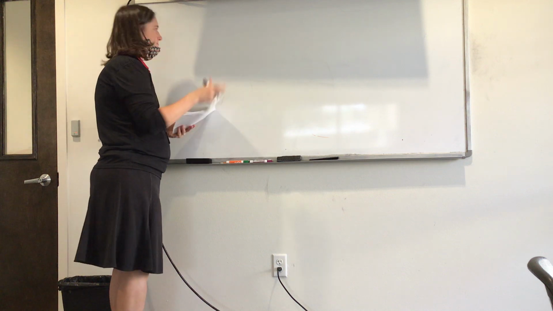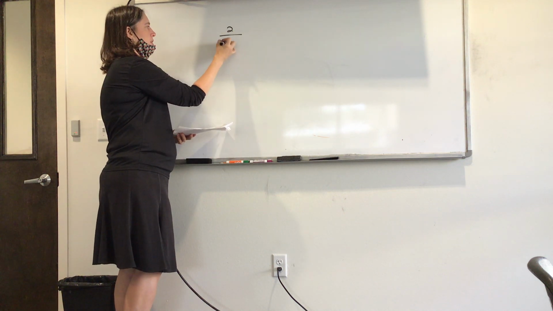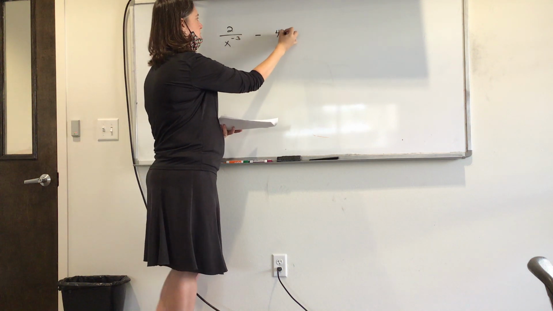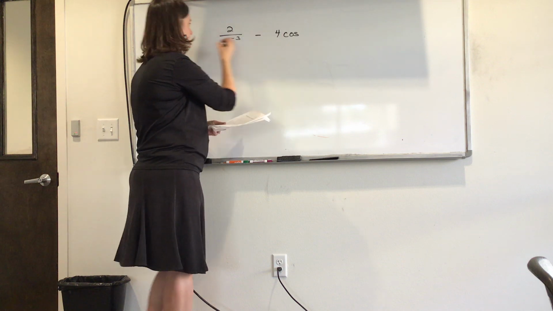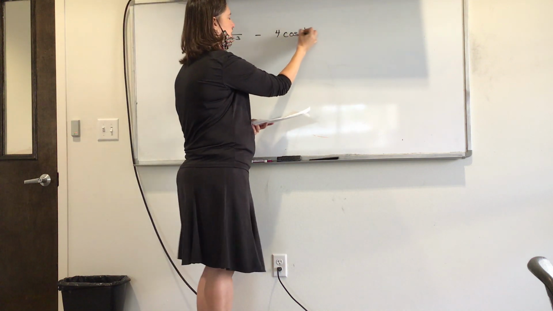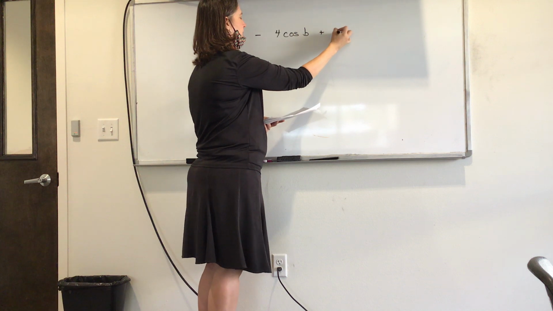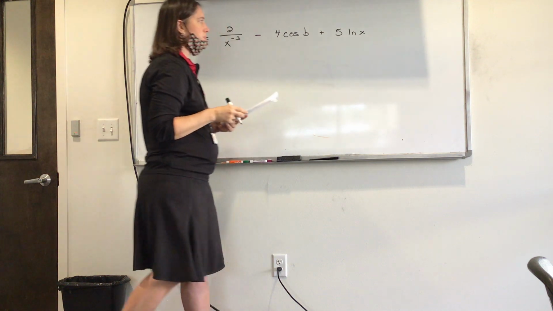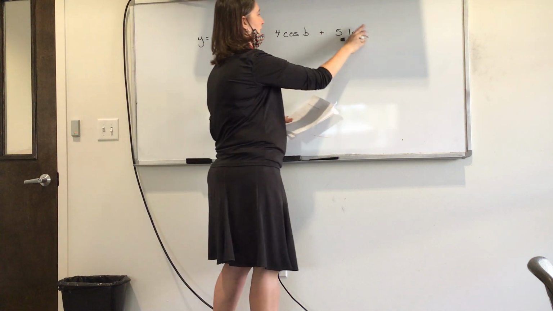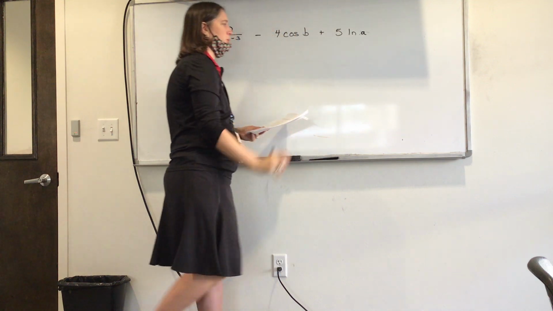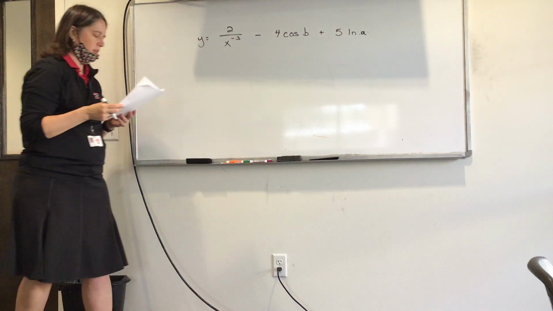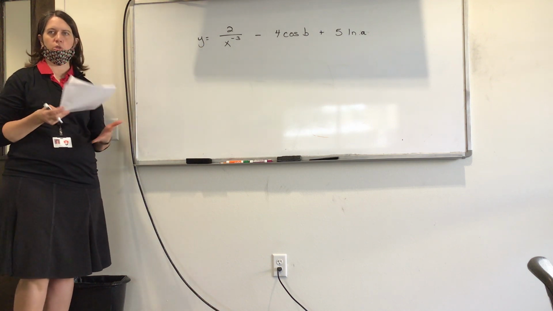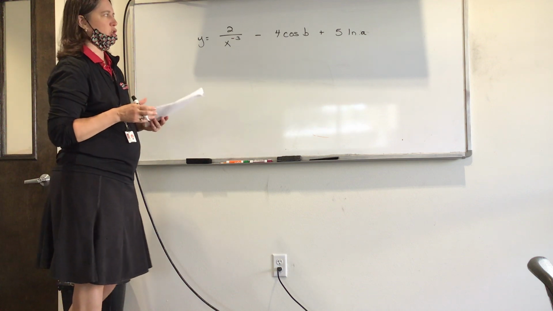Let's try 2 over x to the negative 3 minus 4 cosine b plus 5 ln x. And let's go with ln a since I already used x, just to give a different variable. All right, again, our goal here is to use a differential in our question. So differential, just like you're doing a derivative, we just add that extra part at the end.